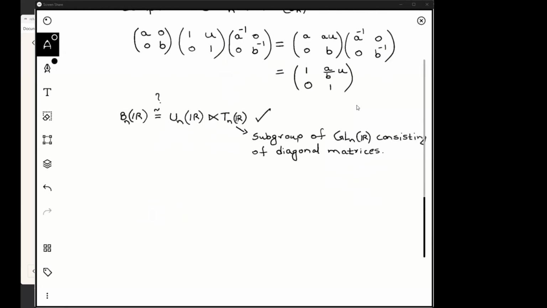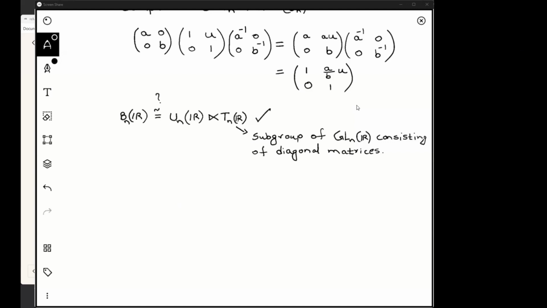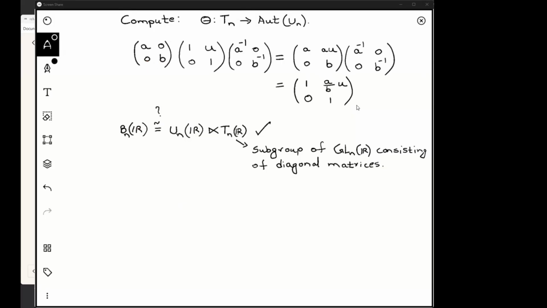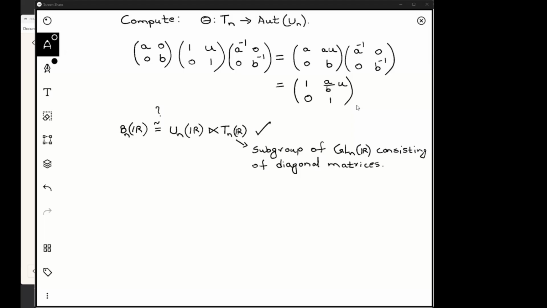Sir, this result is for non-zero real numbers or for all real numbers? In the product, there is A by B of U, so if B is 0, then it becomes undefined. Yeah, but this TN is inside GLN(R), right? If B is 0, then is this matrix invertible? No, sir. Yeah, when we are saying this is contained in GLN(R), that means A and B both are non-zero. Got it, sir.